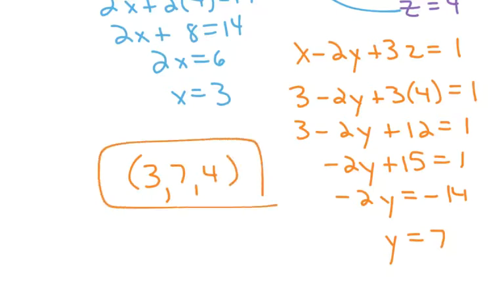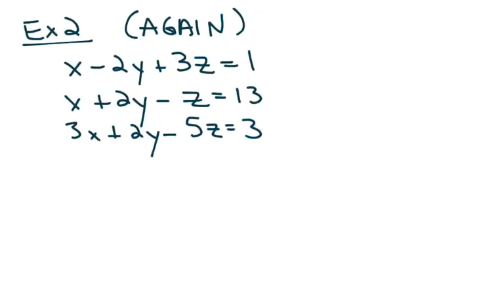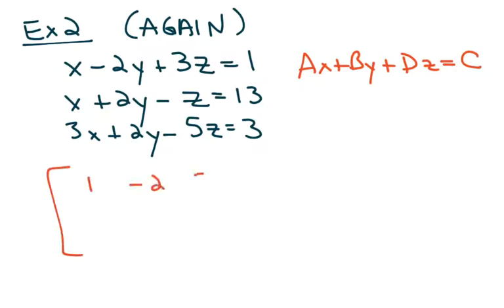Now, that was a lot of work, and some of these systems can be very complicated. So there's another way we have of solving this problem, as long as the equation is written in ax plus by plus dz equals c format. In other words, x, y, and z are all on the left and the constants on the right. You can put this in a matrix using the coefficients, just like we did with systems in 2 equations. It's just that my matrix is going to be a little bit bigger.